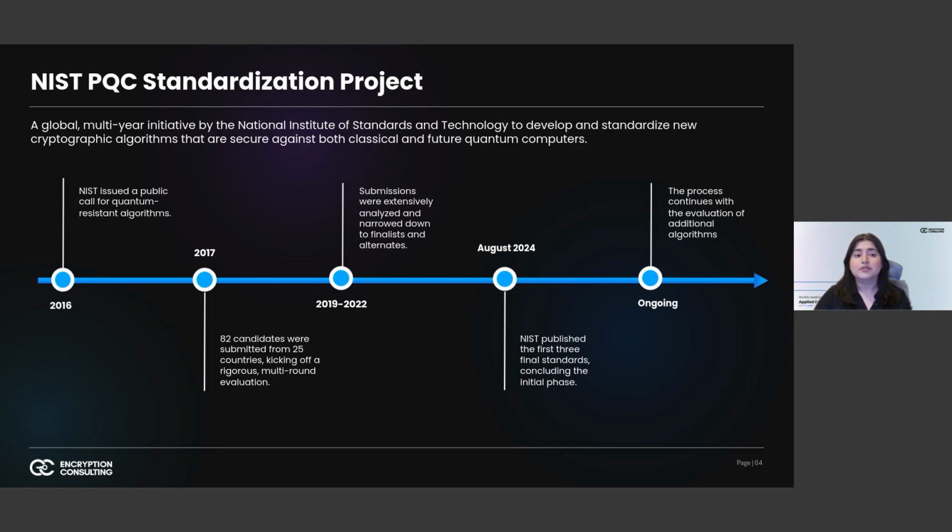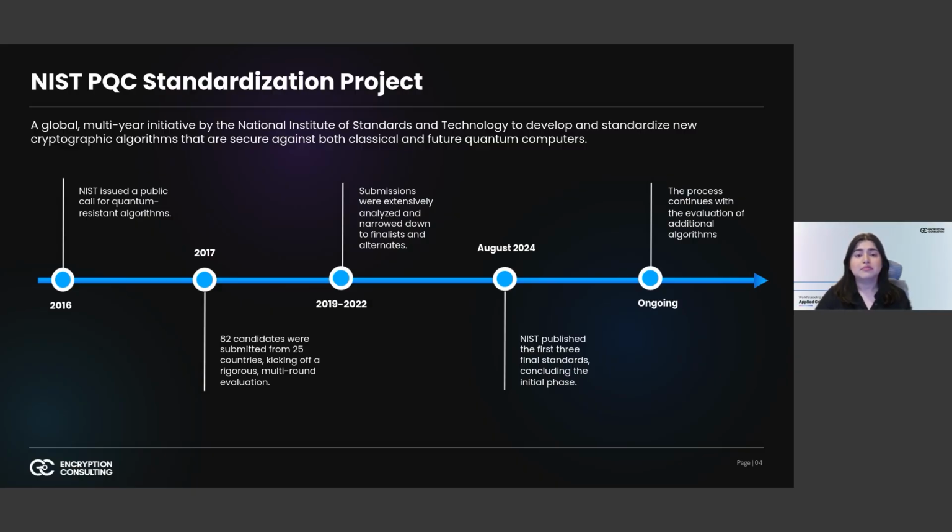Its single goal is to find and standardize new cryptographic algorithms that can protect our digital world not just against today's threat, but also against the powerful quantum computers of the future. This wasn't a quick process. It began back in 2016 when NIST issued a public call to cryptographers and researchers around the world. The response was overwhelming. In 2017, they received an astonishing 82 algorithm submissions from 25 different countries.